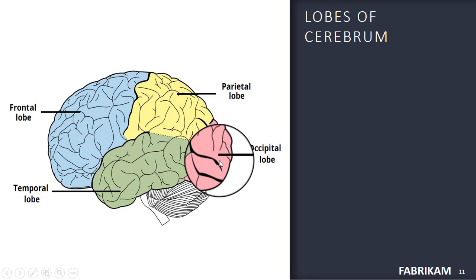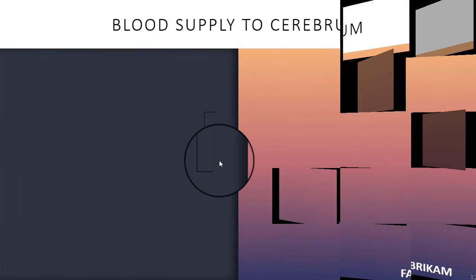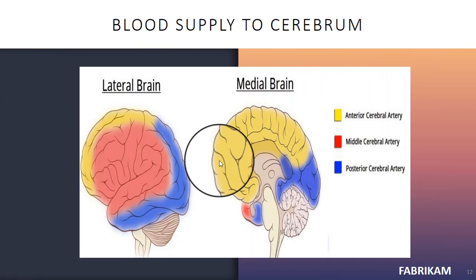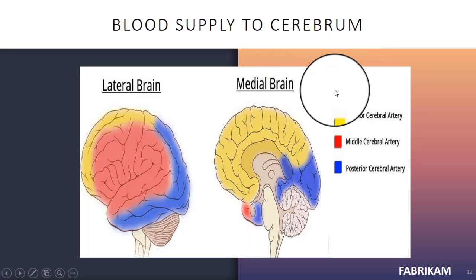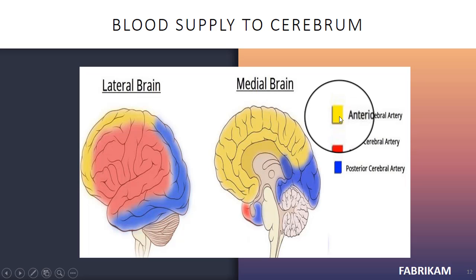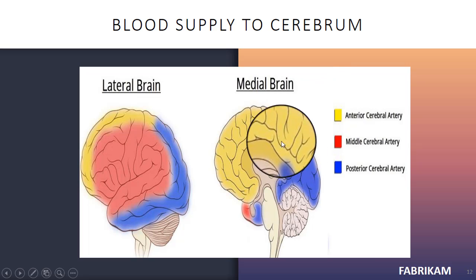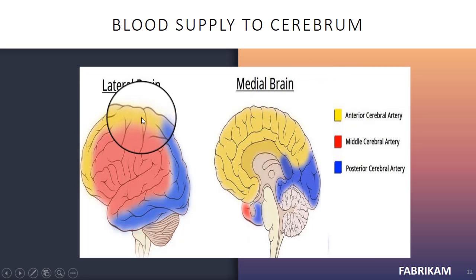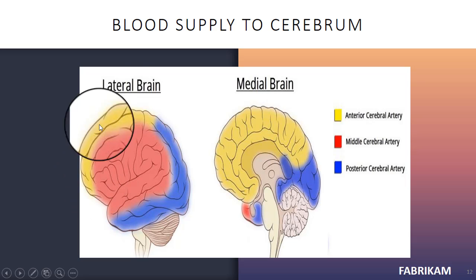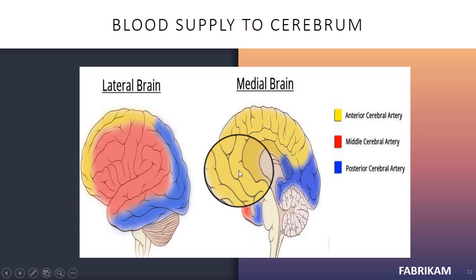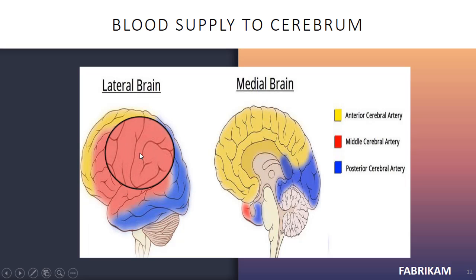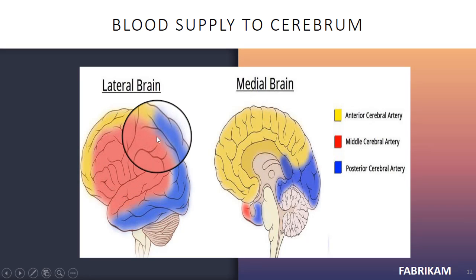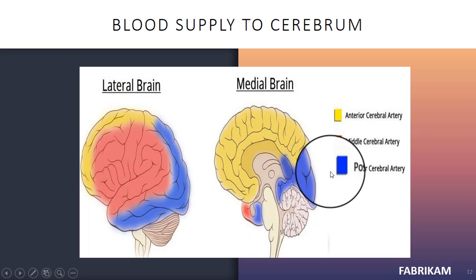Now next we'll discuss the vasculature, that is, the blood supply to the cerebrum, which can be simply classified into 3 distinct pairs of arterial branches. You can see here on the screen this yellowish one, first of all, is the anterior cerebral arteries on the lateral brain and the medial brain, and this red one is the middle cerebral arteries, and this bluish one is the posterior cerebral arteries. Now let's talk about them in brief.